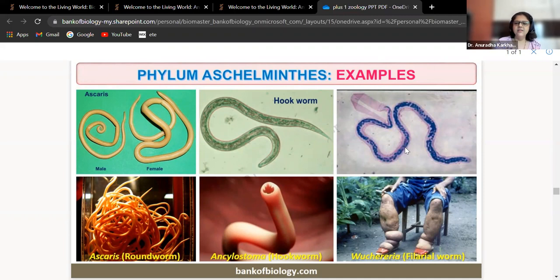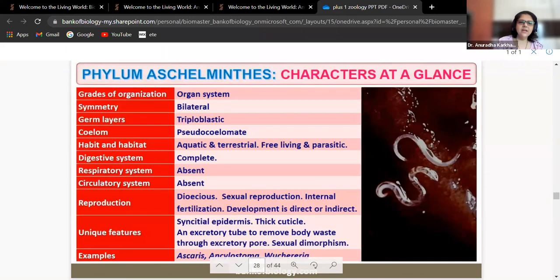Got it done? Good. So that's about your Platyhelminthes. Aschelminthes at a glance: organ system level of organization, bilateral symmetry, triploblastic, pseudocoelomate, aquatic, terrestrial, free living, parasitic, and they can sustain sub-conditions. Digestive system is complete with mouth and anus. Respiratory system absent. Circulatory system absent. Reproduction: they are dioecious. Sexual reproduction takes place by internal fertilization. Development could be direct or indirect. Unique features: syncytial epithelium. Syncytial means multi-nucleated. Thick cuticle, and an excretory tube is present to remove the waste through the excretory pore. They show sexual dimorphism. Examples are Ascaris, Ancylostoma and Wuchereria.